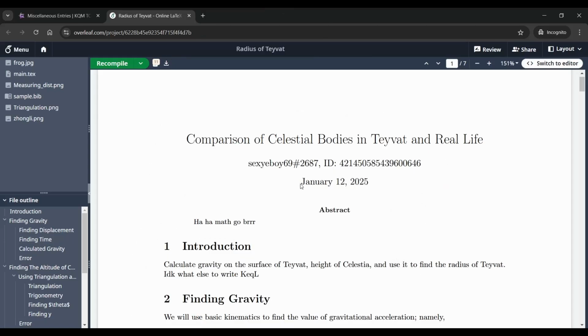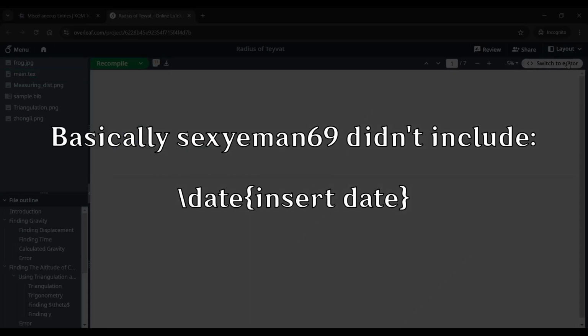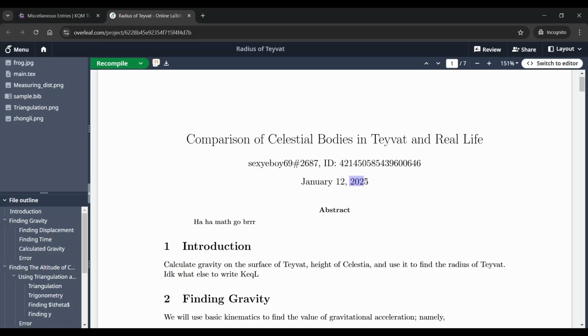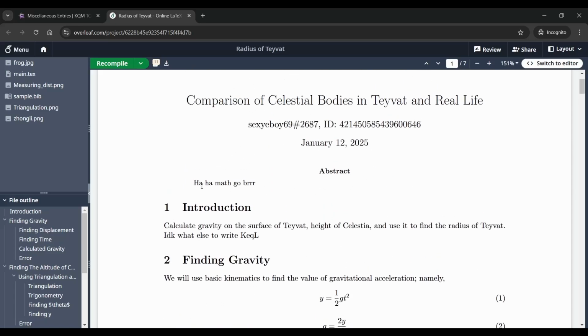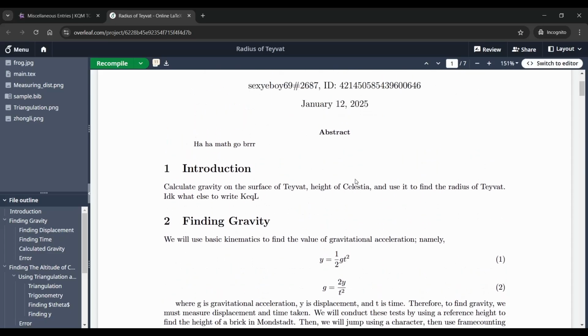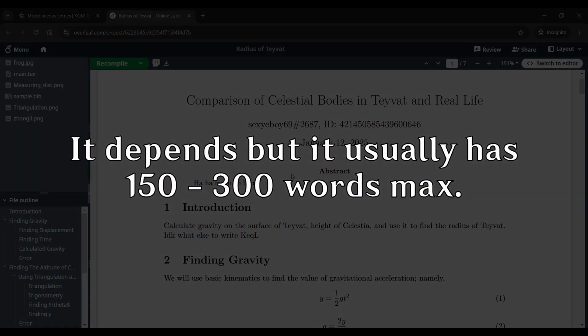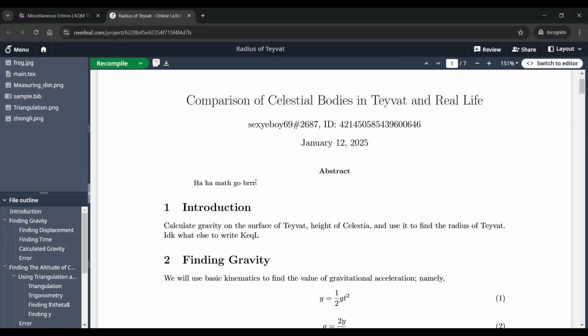First thing I want to point out is that even though it says January 12th, 2025, this is not the date it was actually written. There's no date, so it just defaults to whatever day you're looking at this document, and I just happen to be looking at it on the 12th of January 2025. Let's start rating. So the abstract is... math go brr. Obviously in an abstract, you actually want to include the basic idea of the paper. You summarize the entire paper in 200 to 300 words. That's typically what it is. Unfortunately, this person did not put an abstract, so we don't really have a summary, but oh well. Again, this is a meme. Don't take it too seriously.